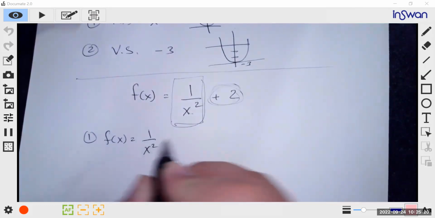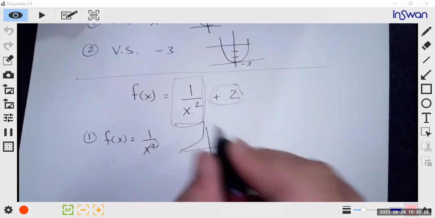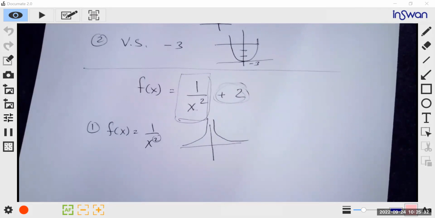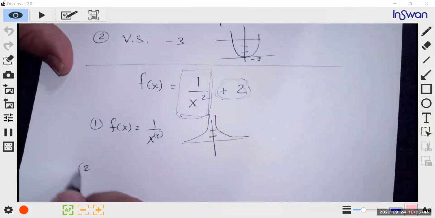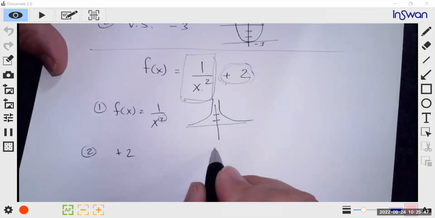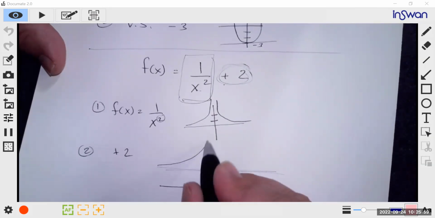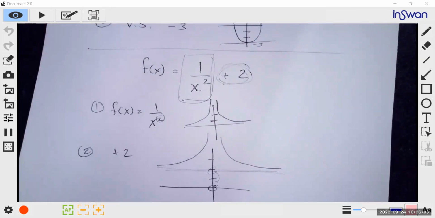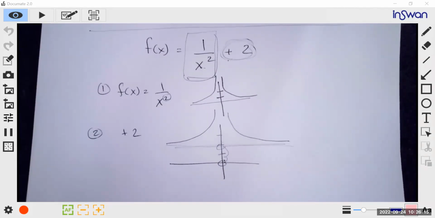So what does 1 over x squared look like? It can't be negative. So it's the Atari symbol. And then whatever that graph is, it goes up two spaces. So there's my new origin, shifted up two spaces. The graph looks the same. So far, so good? Okay, let's do one where we combine all this stuff, and then we'll start looking at reflections.